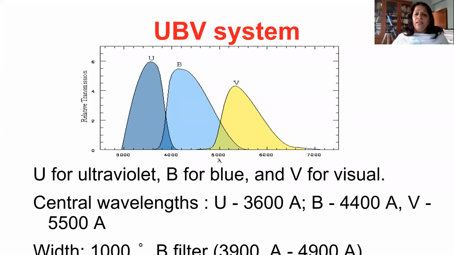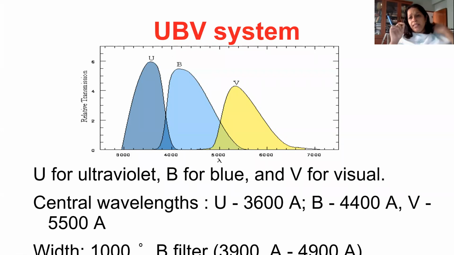So if we look at the UBV system, it is basically made up of three filters. One is the U, which is the ultraviolet. The central wavelength for the U filter is at 3,600 angstroms. The B filter is at 4,400 angstroms. The V filter is at 5,500 angstroms. This has a width of about 1,000 angstroms. So you are going to center it around this wavelength, take plus or minus 500, and accordingly take the amount of light that comes within the filter.